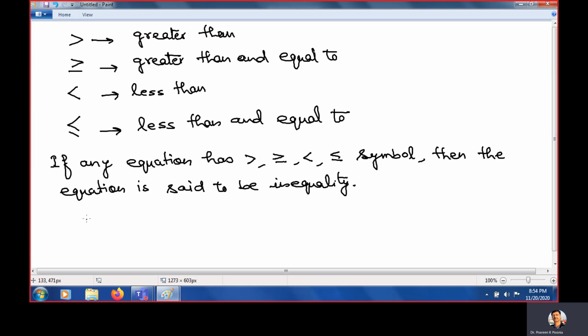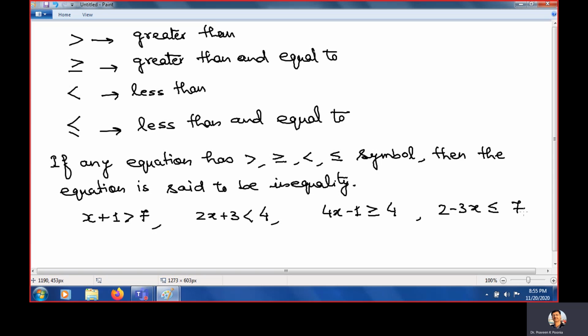Inequality means, for example, x plus 1 greater than 7. This is an inequality. 2x plus 3 less than 4. This is an inequality. Clear? Linear inequality we call it. This is a linear equation, so it is a linear inequality. 4x minus 1 greater than or equal to 4. Clear? And one more example, let us take 2 minus 3x less than or equal to 7. Clear? All these are examples of inequalities.